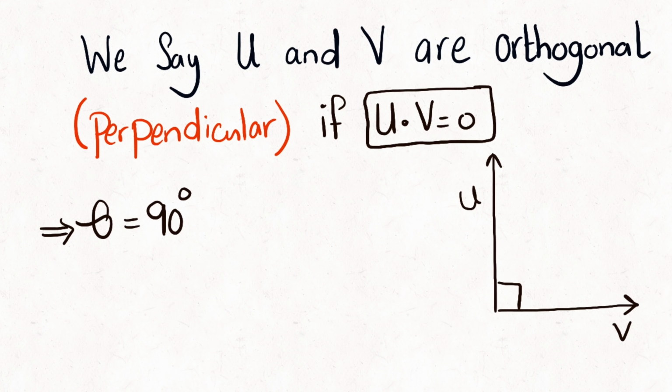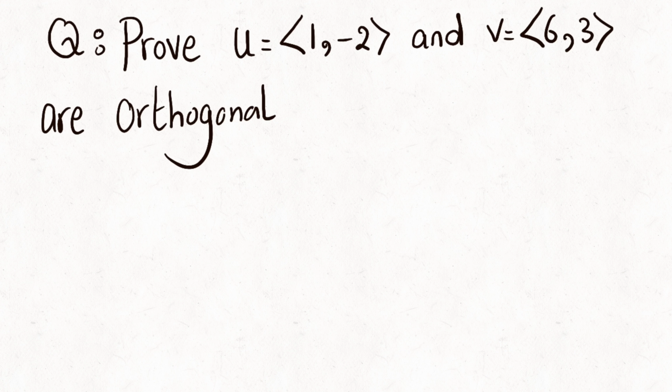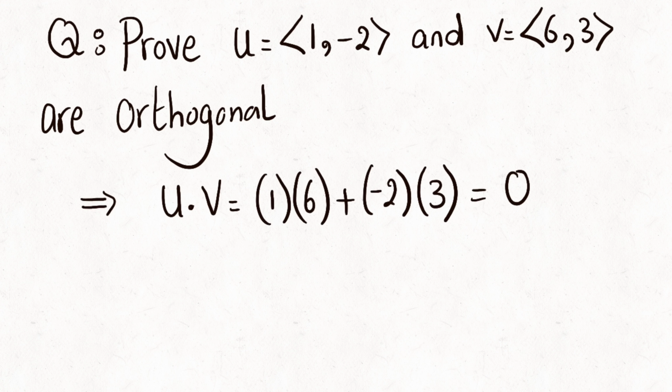Two vectors are said to be orthogonal if their dot product equals 0 and the angle between them will be 90 degrees. Take the following example. You're given the vector u, which is (1, -2), and vector v, (6, 3). Now, if you find the dot product, you will discover it's 0. It means they are orthogonal.